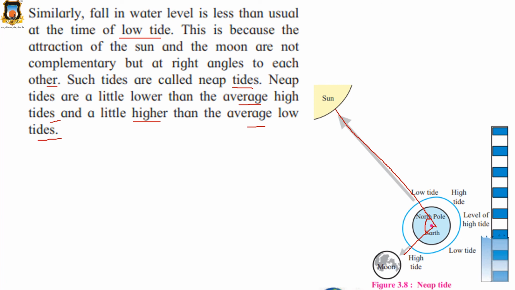Neap tides occur on the first and third quarter day of each month, when the forces of both the sun and the moon operate at right angle to the earth, leading to neap tides. Neap tides are a little lower than the average high tides and a little higher than the average low tides. Clear?